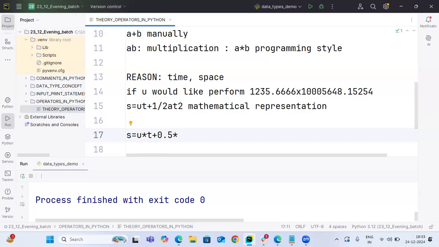into A, isn't it? Into, yes, sir. T into T. This is a programmatic representation.